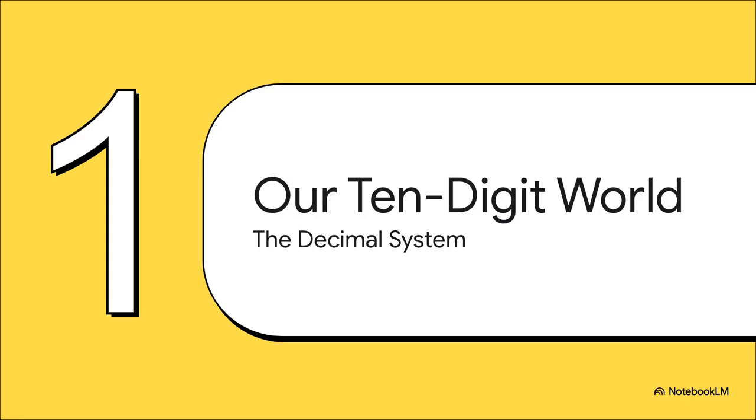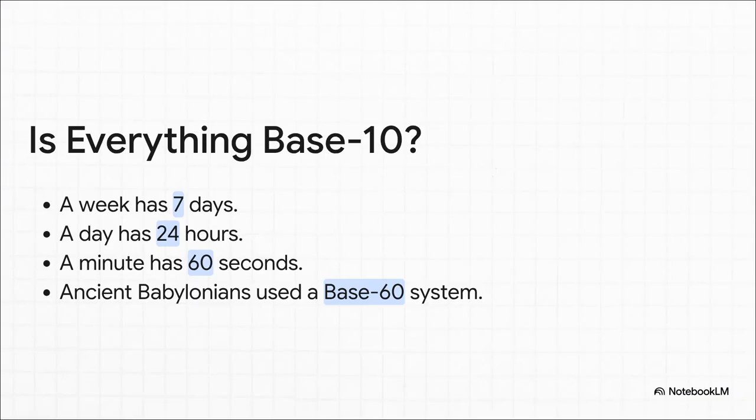And this system, the decimal or base 10 system, is so deeply baked into our brains that it feels like the only way to think about numbers. But it's not. Not even close. If you actually look around, you'll see these little ghosts of other systems everywhere. Our whole measurement of time, for example, has nothing to do with base 10. It's a leftover from ancient systems, like the Babylonians who used a base 60 system. And why 60? Well, because it's super easy to divide into smaller chunks.